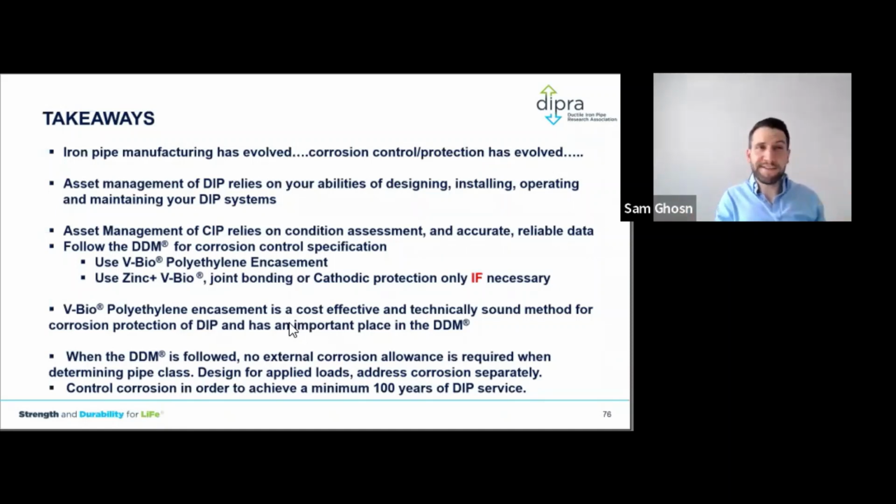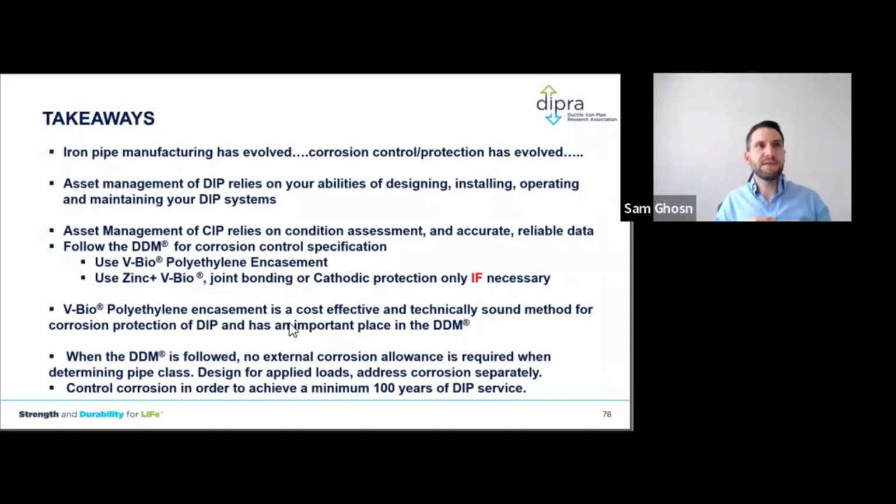Active management of cast iron pipes, the stuff that we inherited from our grandparents, some were excellent, some didn't do very well. So we need to understand the data associated with those mains, accurately analyze them, and we actually need to collect reliable data, like I told you earlier. For new water mains, I strongly suggest you follow the design decision model. I'm happy to chat about it more with you. V-Bio enhanced polyethylene encasement is a very effective corrosion control method.